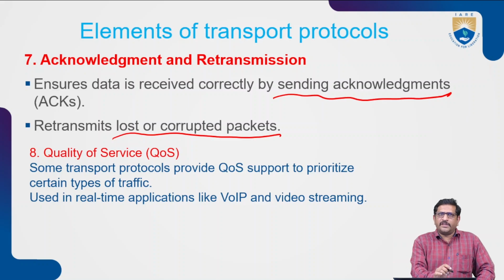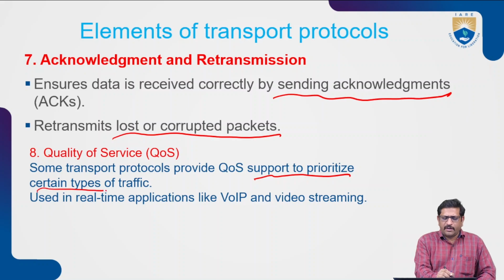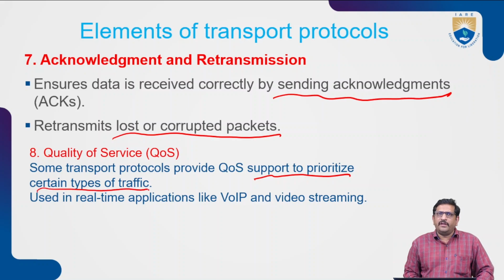And quality of service. Quality of service means these are protocols that provide quality of service between the source and destination. That means it supports prioritizing certain types of traffic. By supporting certain types of traffic, quality of service can be provided. So that is used in real-time applications, such as voice over internet protocol and video streaming.